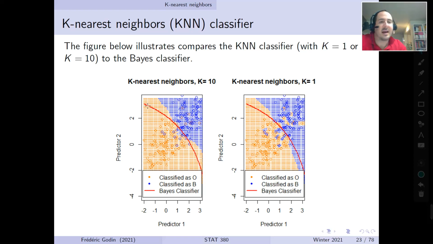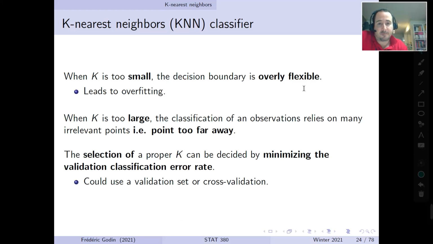So we can see that, similarly as for the regression setting, there's still that variability-bias trade-off when we select the proper value of K. K too small, predictions are too variable. K too large, the model is too biased. And K too small, too variable, leads to overfitting.